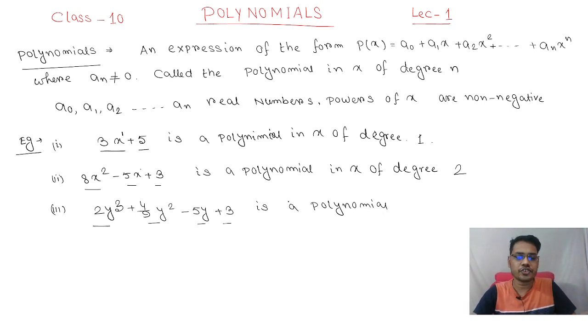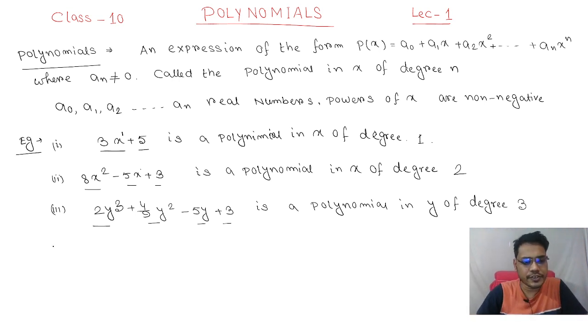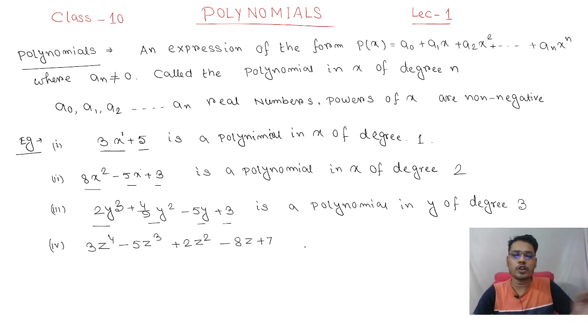And you have to find the highest degree of y. यहाँ पे हाईएस्ट डिग्री आपको ढूंढना है. What will be the highest degree here? 3. So it is also called a polynomial. For example, if we write the fourth, where 3z raised to the power 4 minus 5z cube plus 2z square minus 8z plus 7 ये दिया गया है, so it is also a polynomial. So there are 5 terms, so that means it is also a polynomial.